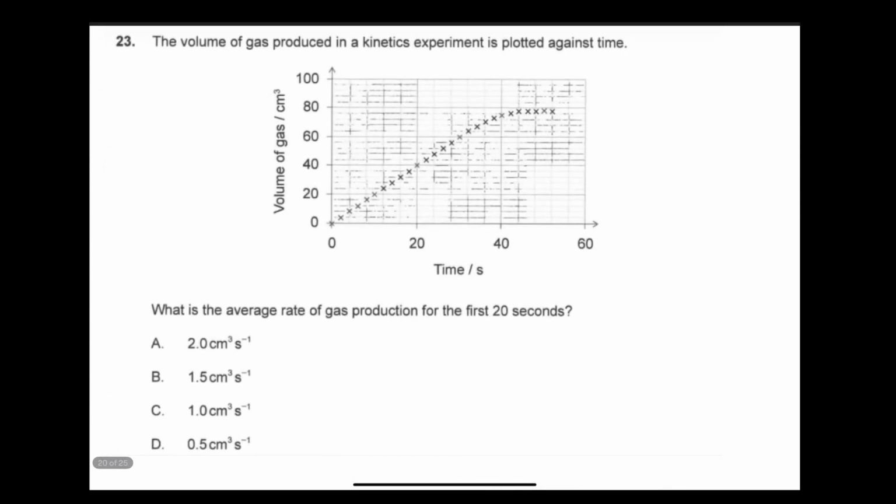Next, the volume of gas produced in a kinetic experiment is plotted. You have to find the average rate for the first 20 seconds. So average rate would be: in 20 seconds, it's 40. At 0, it's 0. So it will be final volume at 20 seconds minus volume at 0, divided by the total time taken, which is 20 seconds. This will give you 2 centimeter cube per second. Option A.